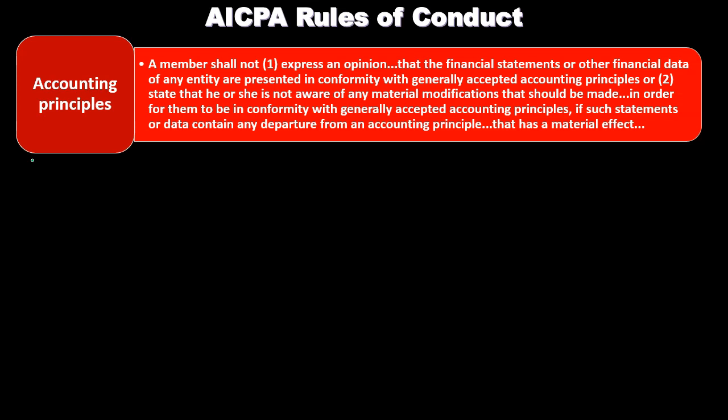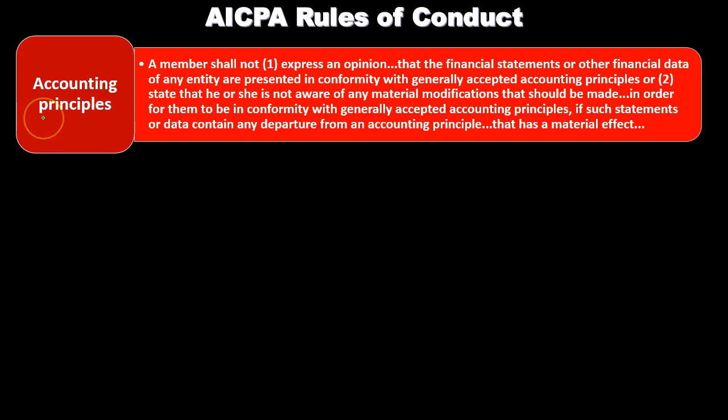A member shall not, 1, express an opinion that the financial statements or other financial data of any entity are presented in conformity with generally accepted accounting principles, or 2, state that he or she is not aware of any material modifications that should be made in order for them to be in conformity with generally accepted accounting principles if such statements or data contain any departure from an accounting principle that has a material effect.